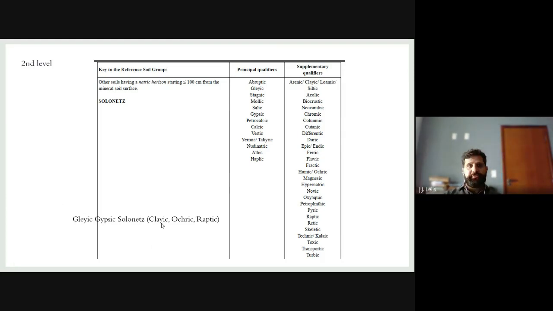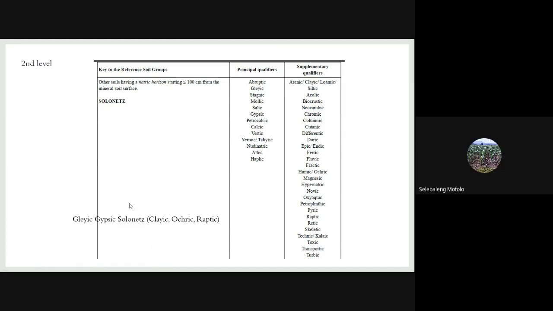So we just need to follow this information, and the information is inside the World Reference Base soil group. You just need to follow this table and we can classify. The only thing that you really have to do is to identify the reference soil group first of all. If we identify the reference soil group, after that it's easy. You just need to check all this information here.